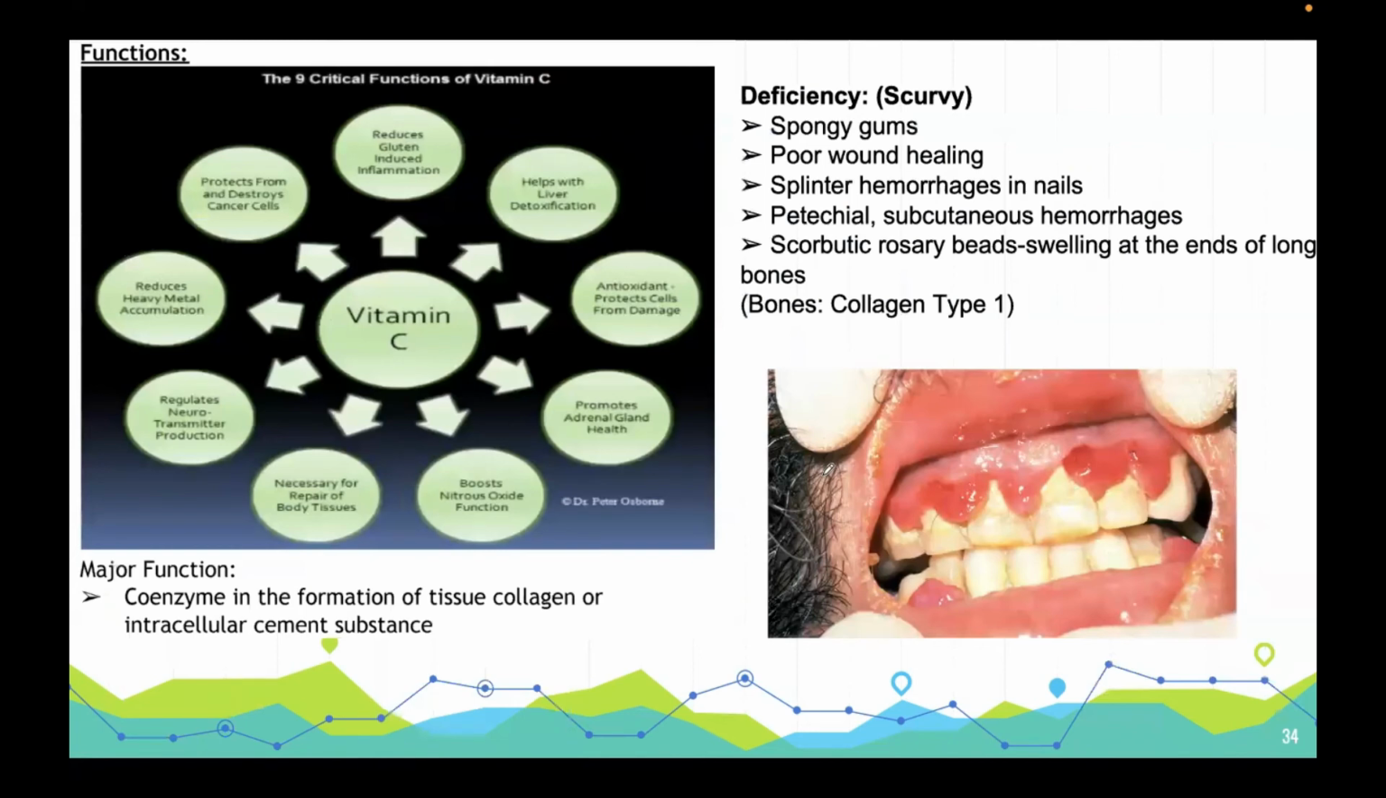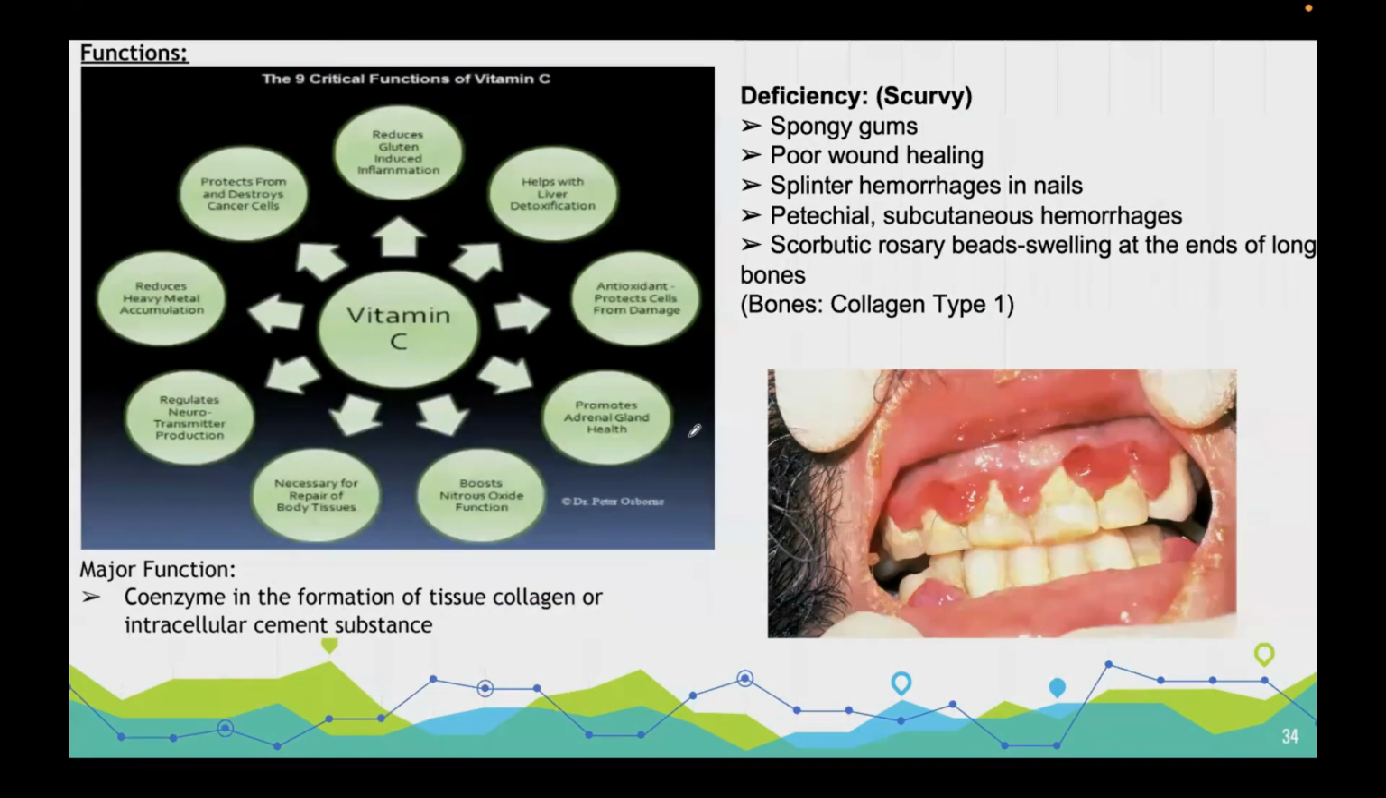So, the major function of your vitamin C, marami po siyang critical functions. Ito yon, siyam yan. It is also involved in the collagen formation, sa natatandaan ko. But the major function is, it is a coenzyme in the formation of tissue collagen or intracellular cement substance.